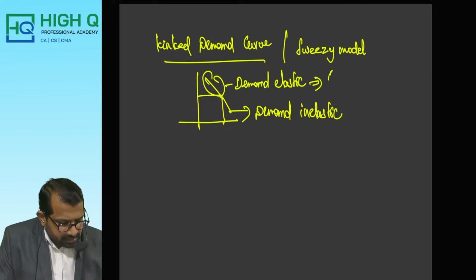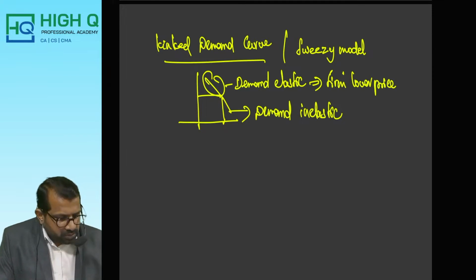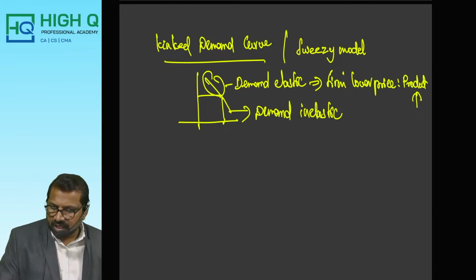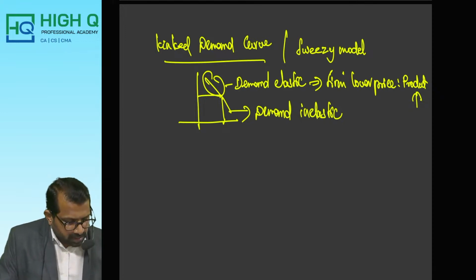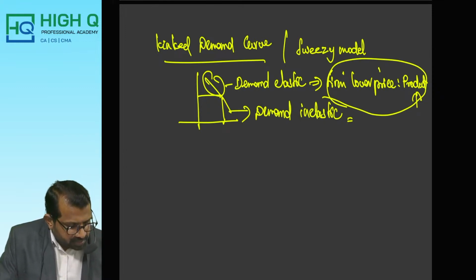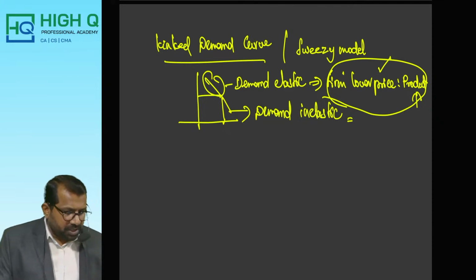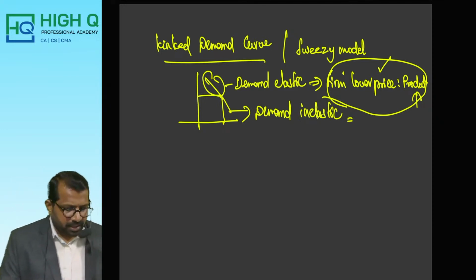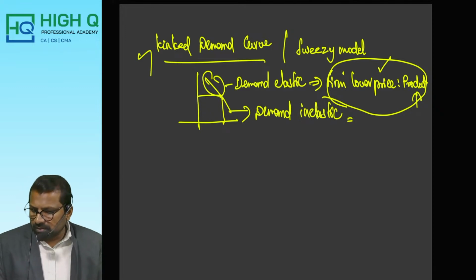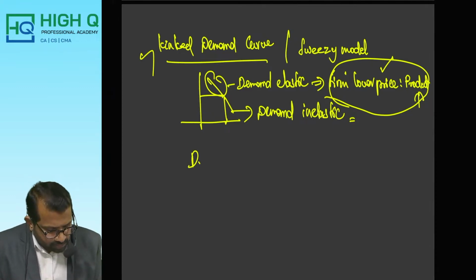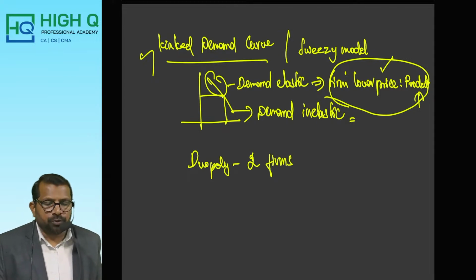So in this case, the firm fixes a lower price so that demand for the product increases, and the other part is inelastic. This part is very important. Since the firm is going to fix the lower price, production can increase. What type of demand curve is this? Kinked demand curve. And another one is duopoly. Duopoly means only two firms.